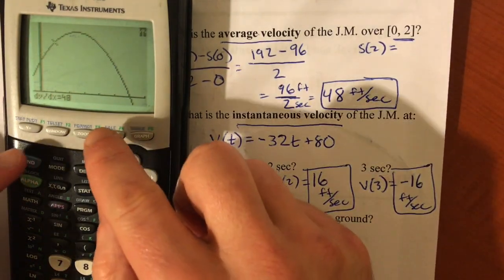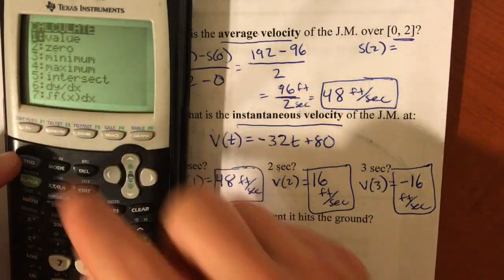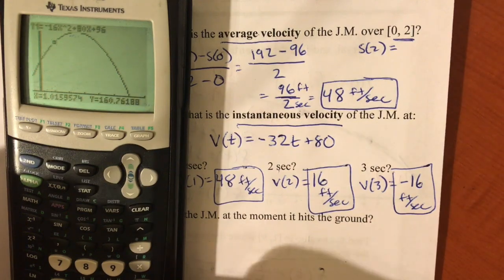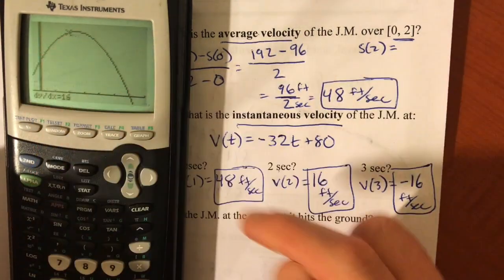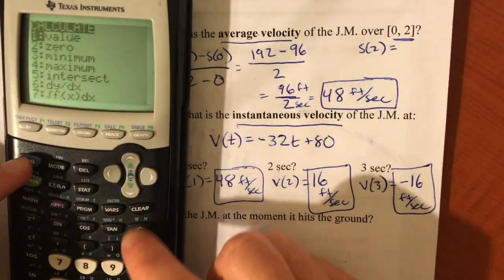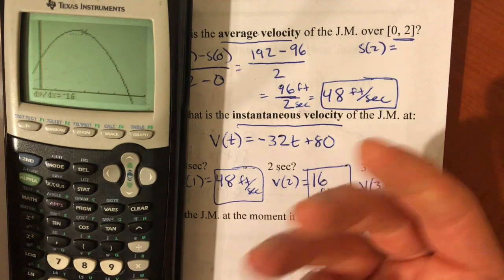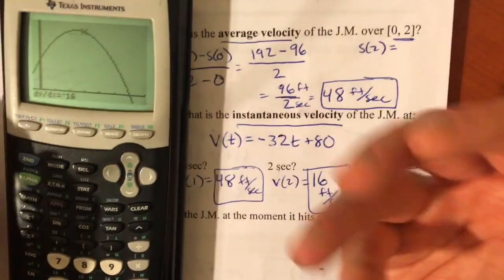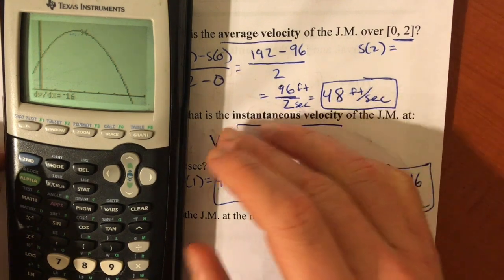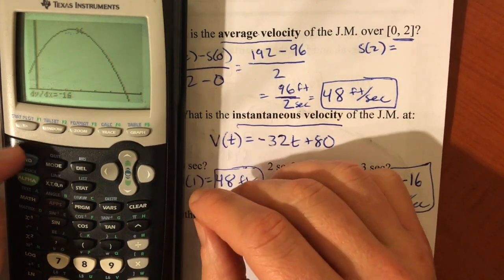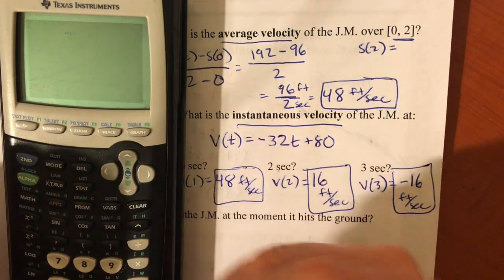If you want to know the derivative, second trace, item 6, dy dx at 2, 16. Second trace, 6 at 3, negative 16. So there is this capability, and you should know how to do it. It's very cool.